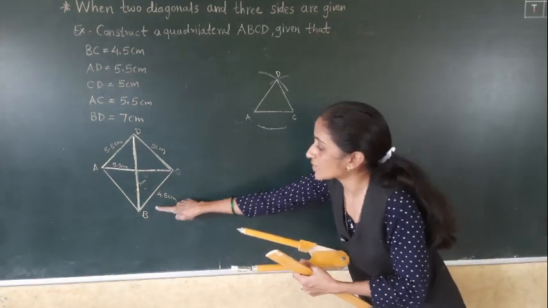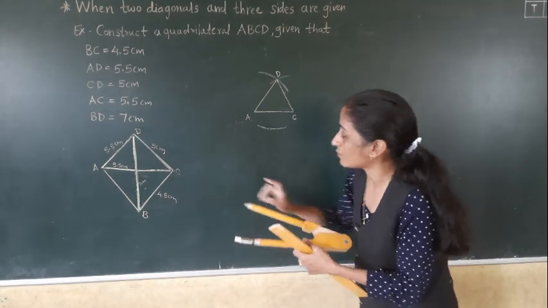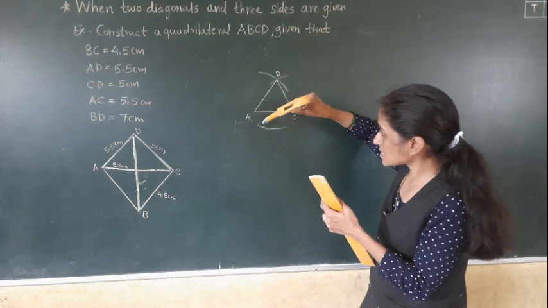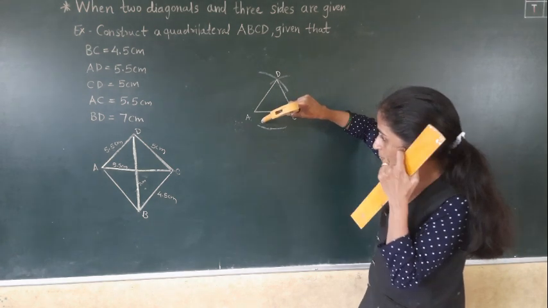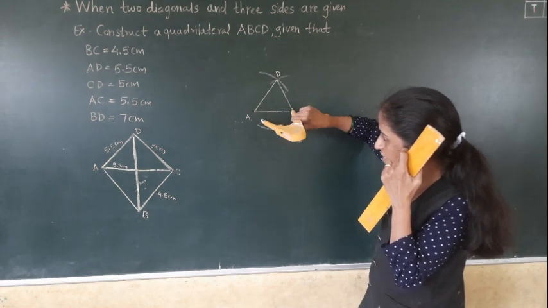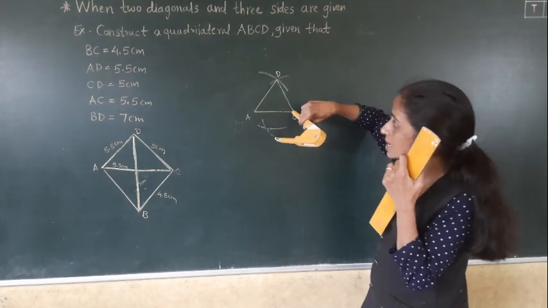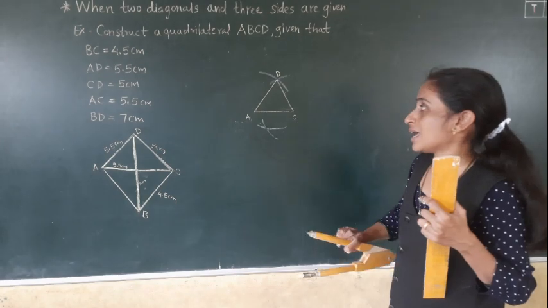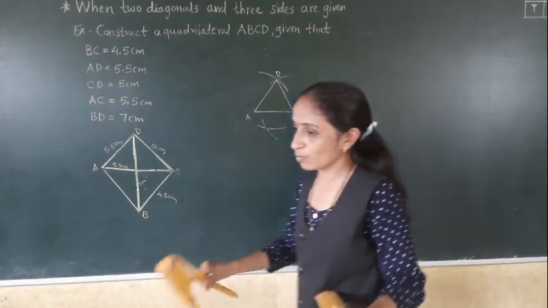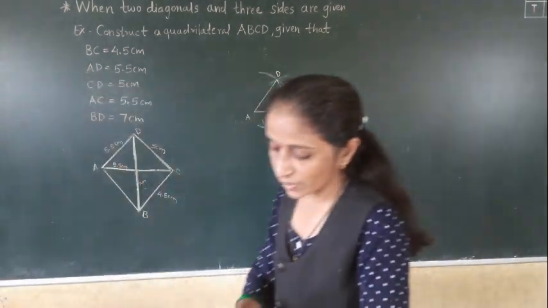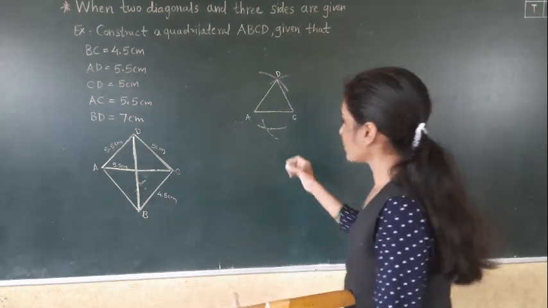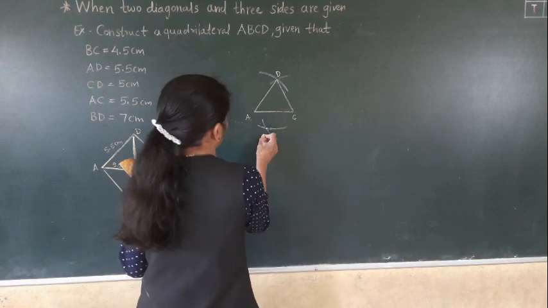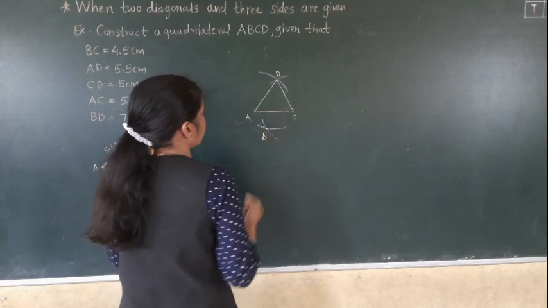Now C as a center. BC. So B we don't know. So where will we keep this pointer? On C. C as a center and with 4.5 centimeter radius draw an arc cutting this arc. So we got a point here. This point will be B.